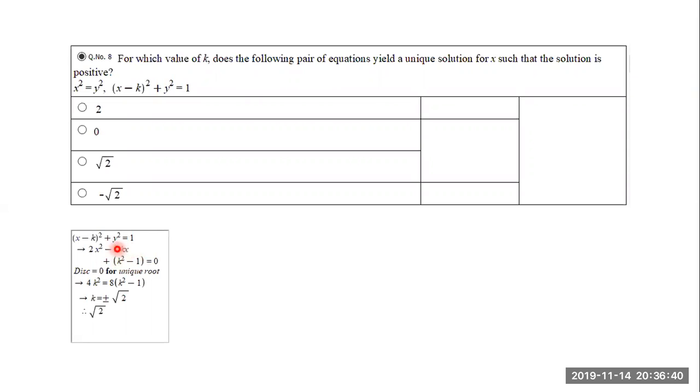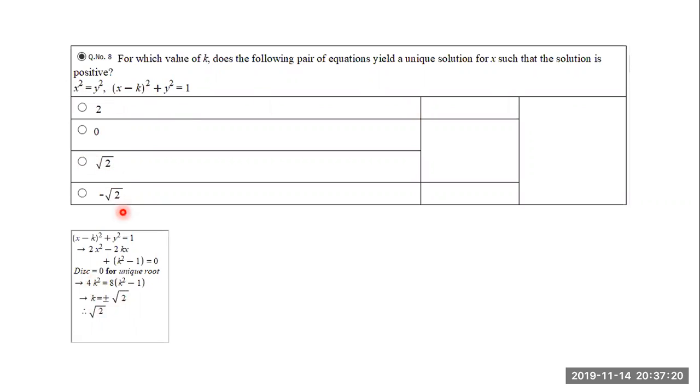This contains only x. Therefore, this is coefficient of x, that is b, and discriminant is b squared, which is 2k whole squared, that is 4k squared, right? Minus 4ac, 4 into 2 into k squared minus 1, which is 8 into k squared minus 1. So if I bring it here, it is equal to 0. Therefore, 4k squared is equal to 8 into k squared minus 1. Therefore, k becomes plus or minus root 2. Understand? Because 4 gets cancelled with 8. Only positive root is there. Therefore, it should be positive. Therefore, plus root 2 is the value I have taken.